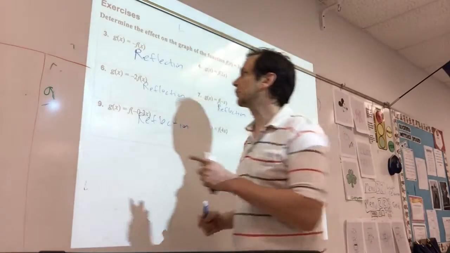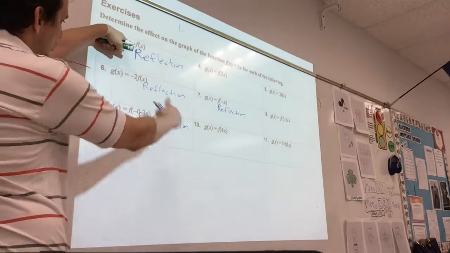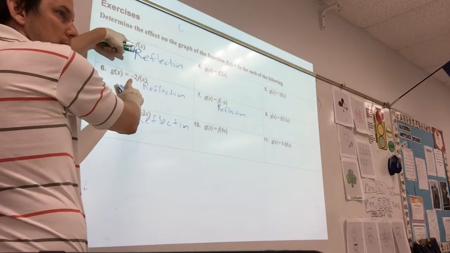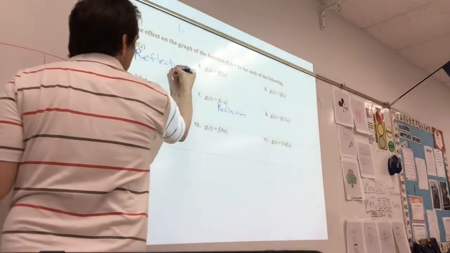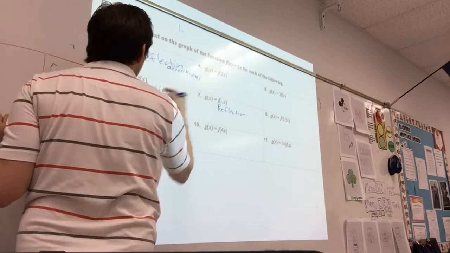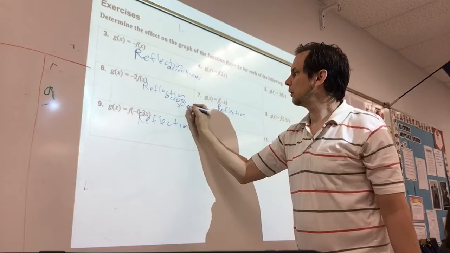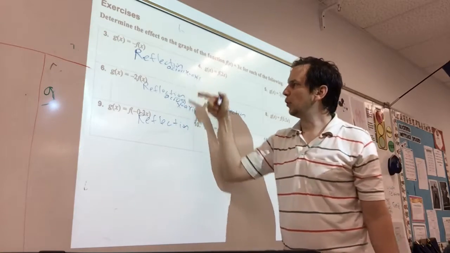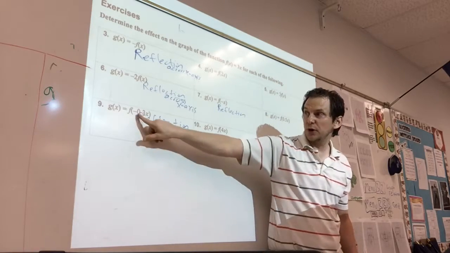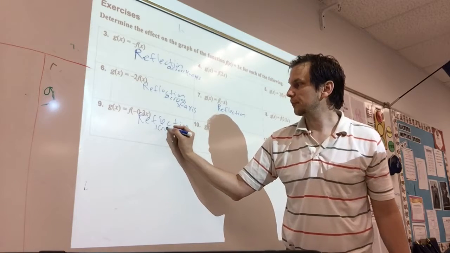Because if you notice, number 3, the negative is on the outside. Number 6, it's on the outside. So what type of reflection is that? X-axis. So reflection across X-axis for both of these. There you go. Both of those are reflections across X-axis, which means the ones that are in the parentheses are reflections across the Y-axis.